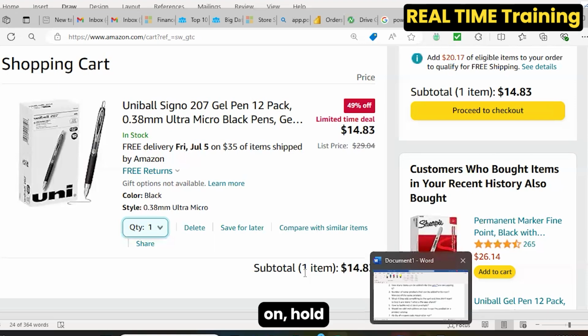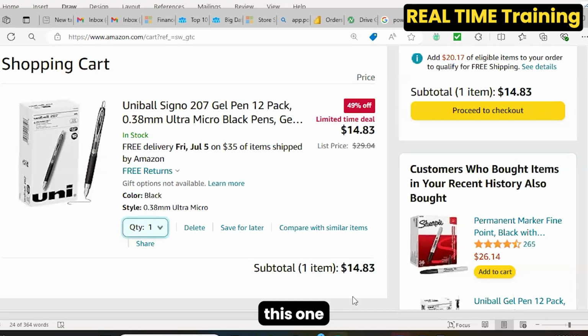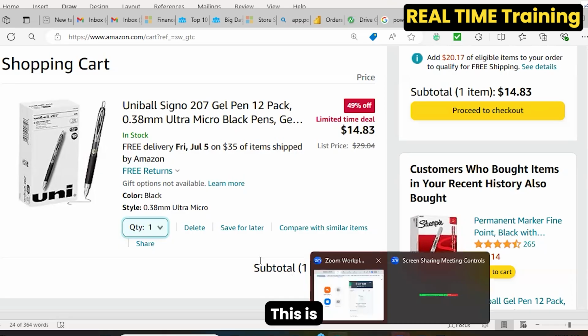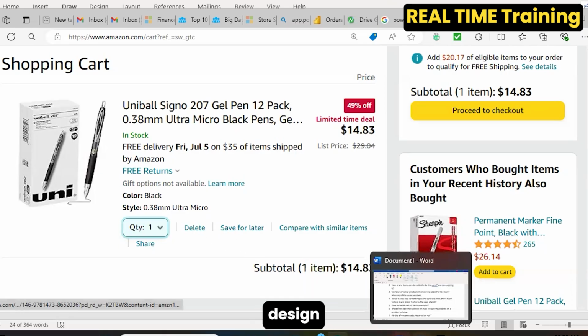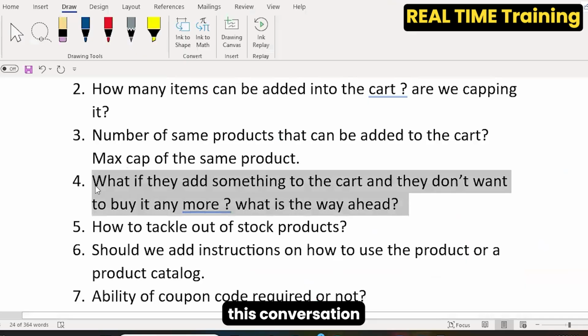Hold on, I just want to convey this one point. Are you guys able to understand how this delete and save for later is coming into the picture when Amazon themselves built it? So this is the delete button, the save for later hyperlink. These are design language. So this conversation is what is getting converted into that design content.